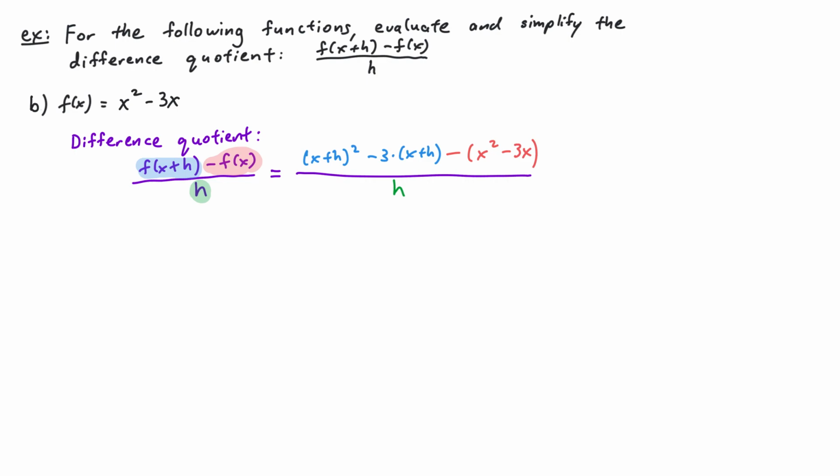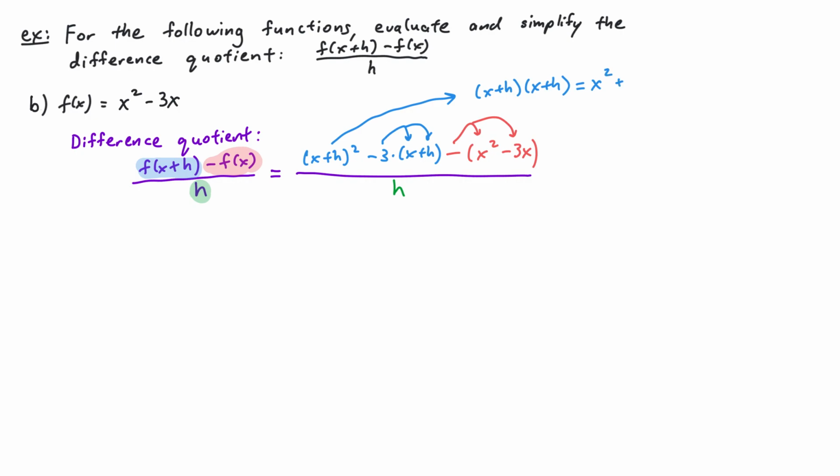So what we'll do is we'll multiply out x plus h squared. We'll distribute this minus 3 here, and we'll also distribute this minus sign here. Remember that if you want to multiply out x plus h squared, you want to think about this as x plus h times itself. Once we write out the product in this way, we can use the FOIL method to multiply things out. Multiplying out the first terms, we get an x squared.